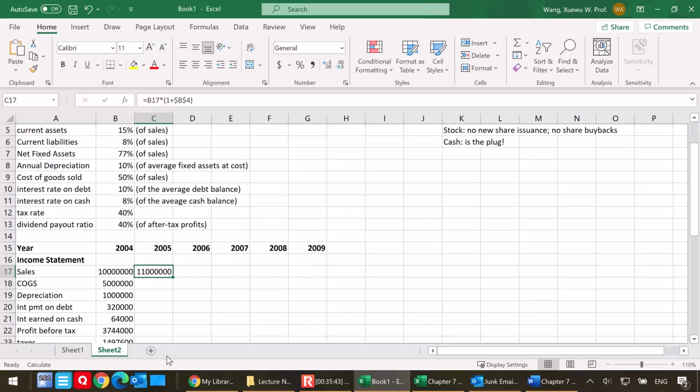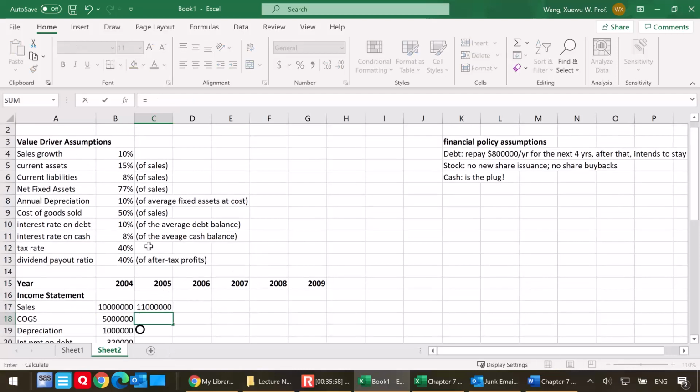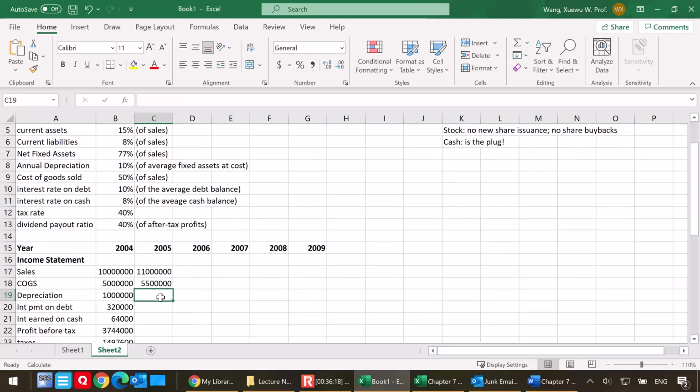And I'm going to finish everything for 2005, in a robust manner so that I can copy across. All right, let's continue to the next item here. Cost of goods sold. Based on the assumption, it's 50% of sales. So let me take sales for 2005 and multiply that by 50%. Again, I want to lock down this B9. So that's the cost of goods sold. And let's look at depreciation. Depreciation is actually 10% of the average fixed assets at cost.